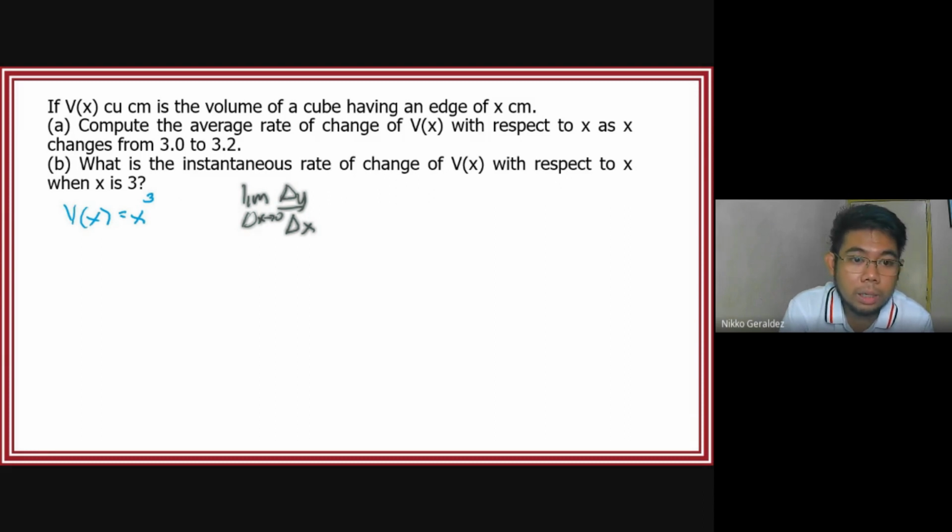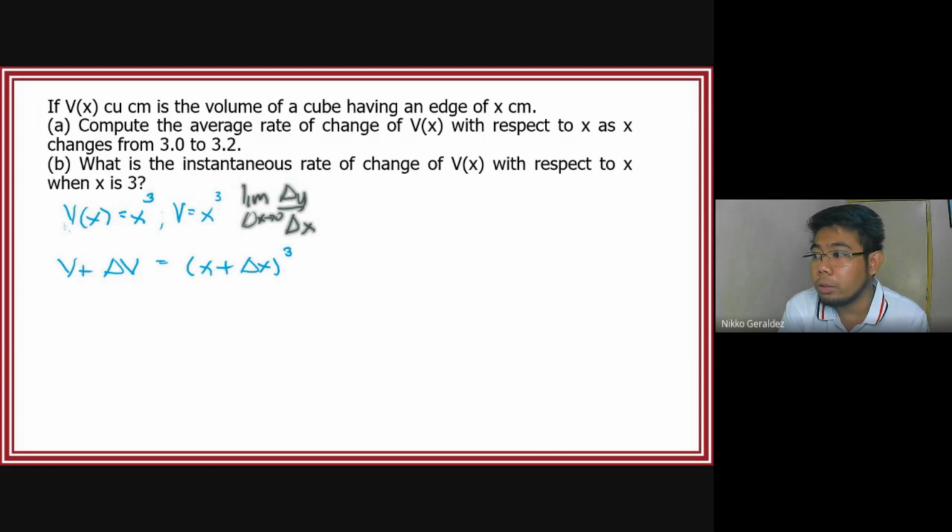So, solve natin. The first step is, change y to delta y, change x to delta x. So, dito, v and x. So, dependent variable is v. So, pwede natin siya i-write as v is equal to x cubed. So, we have v plus delta v equal to x plus delta x cubed. Next step, solve for delta v.